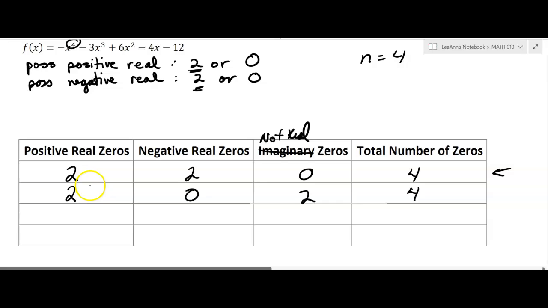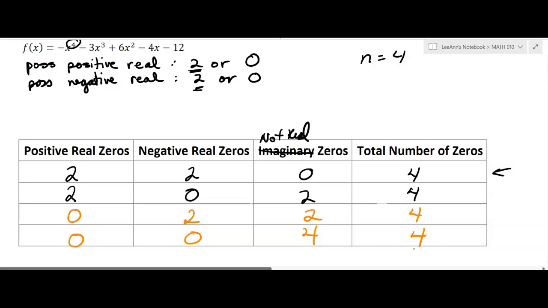What if you don't have any positive real zeros? Well, then maybe you have 2 negative real zeros. That means you'd have 2 not real zeros for a total of 4. And then let's say you don't have any positive real zeros and you don't have any negative real zeros, then you'd have to have 4 not real zeros for a total number of 4.